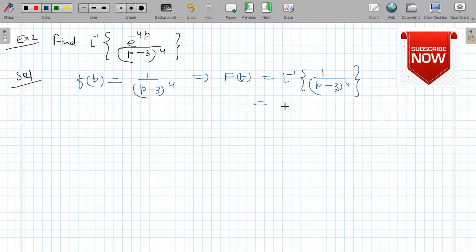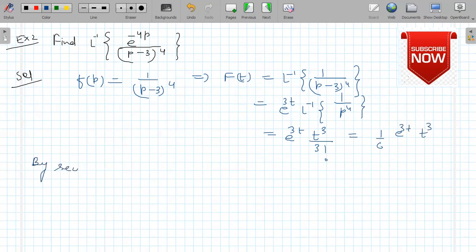So by first shifting theorem, its Laplace inverse is e raised to the power 3t, and Laplace inverse of 1 upon p raised to the power 4, which is t cube upon factorial 3, which is equal to 1 upon 6 e raised to the power 3t, t raised to the power 3. So by second shifting theorem, this is nothing but f(t).